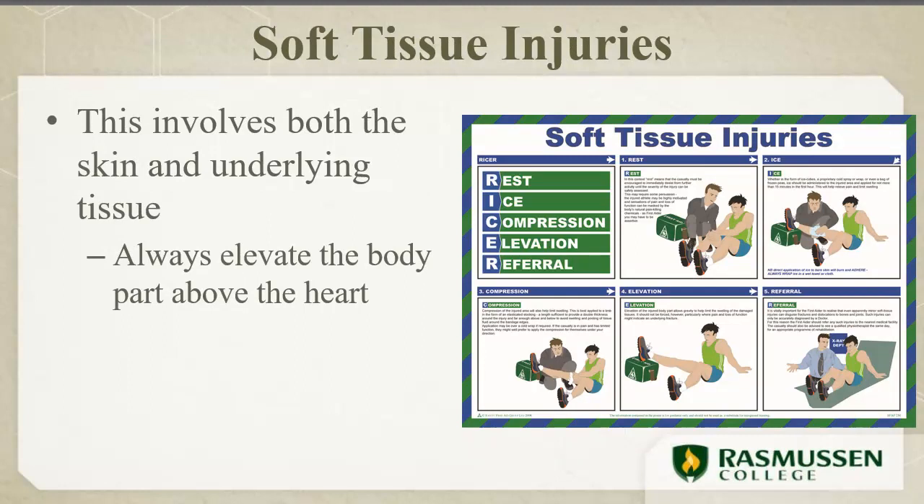Soft tissue injuries are next. This is a trauma that involves both the skin and underlying tissues. The best thing that you can do for soft tissue injuries is elevate the body part above the heart. In doing so, what that's going to do is help to reduce any swelling that may occur, and swelling actually can make things worse. If you can, and if the patient can tolerate it, put a cold pack on the body part.